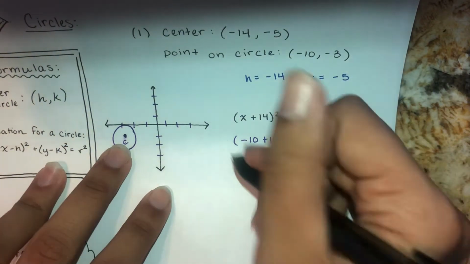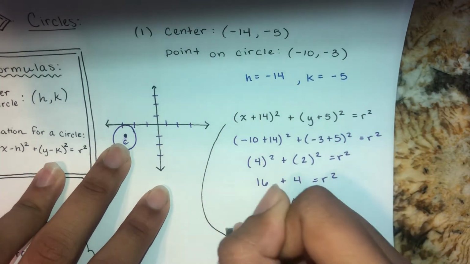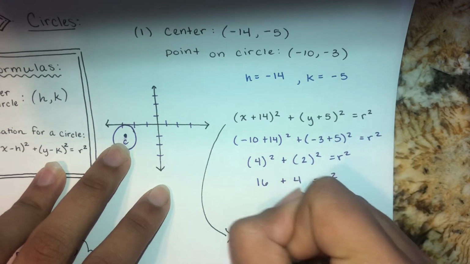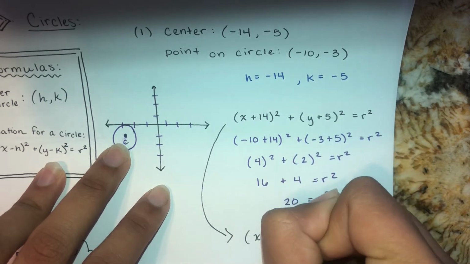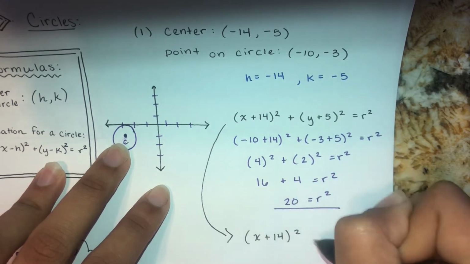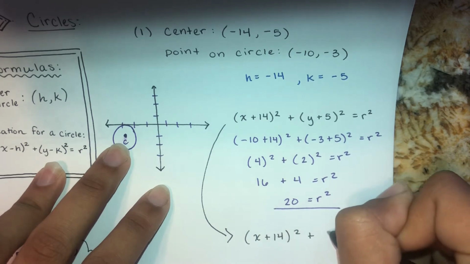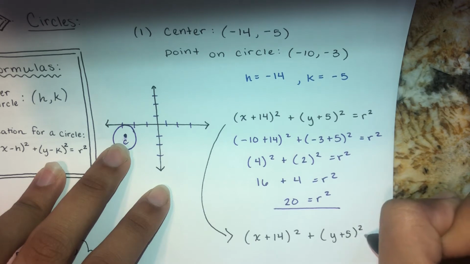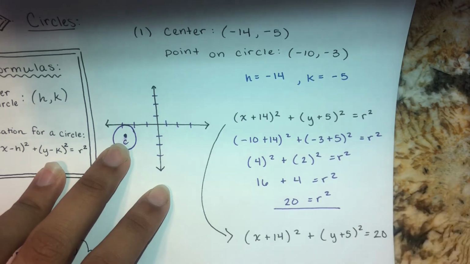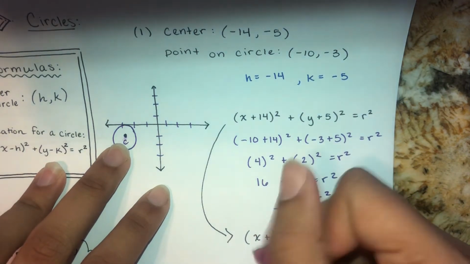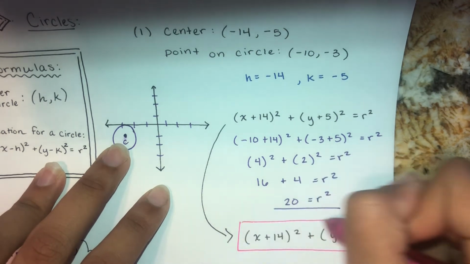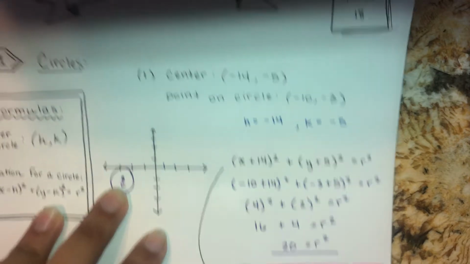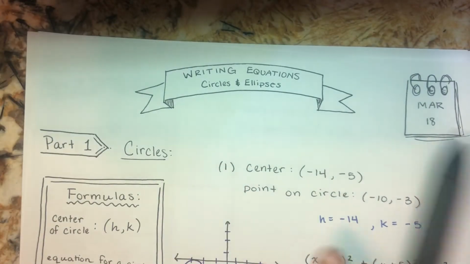Now we're going to take this original equation that we had before we knew what r squared was and just rewrite it. And that's it. That's how you write an equation for a circle.